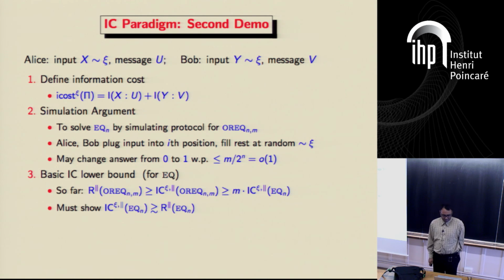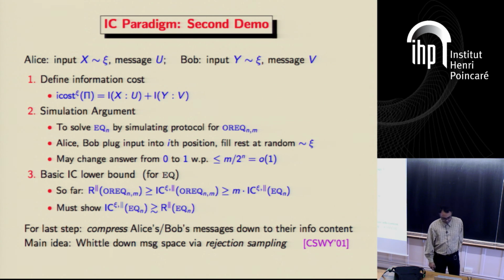So step 3, so step 1 and 2 together have shown us this, right? That the randomized complexity is at least m times the information complexity of one copy of equality. So it remains to show that the information complexity is at least the normal complexity. Okay, reverse inequality. So how do we do this? I will not show exactly how to do this, but I will just mention what is involved.